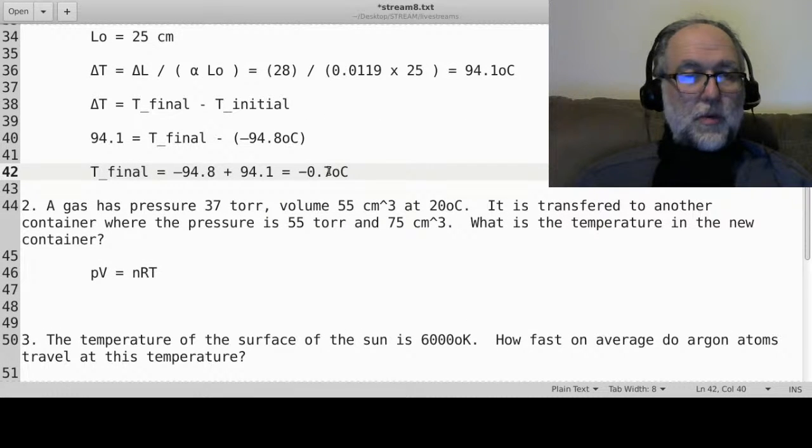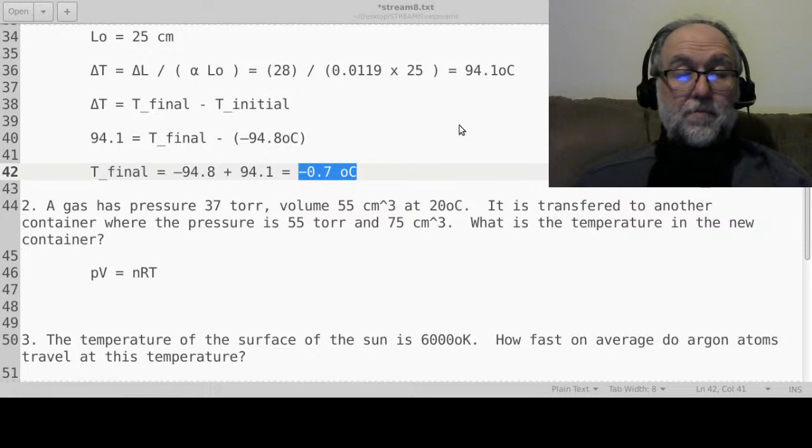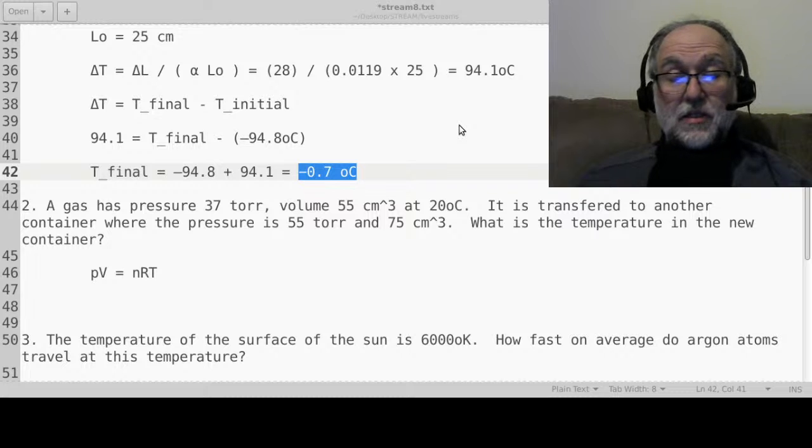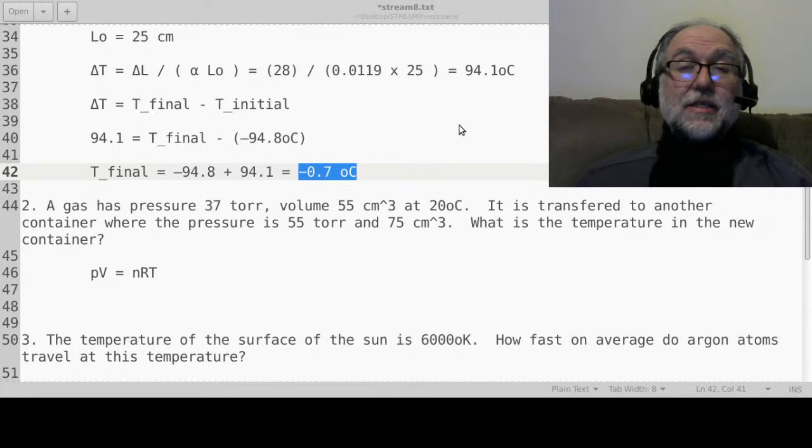Make sure you understand that, because on the assignment and on a test, I'm probably not going to ask directly for delta T. What I'll ask for is a final temperature, and I'll say, what's this final temperature? As a step to getting that final temperature, you're going to get delta T.